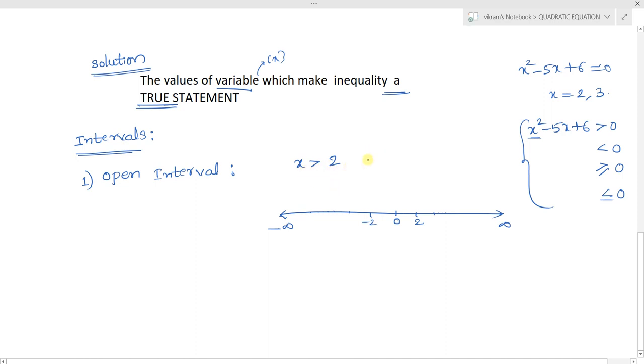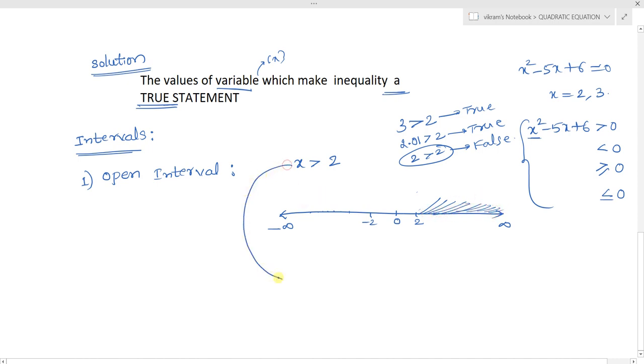When x is greater than 2: if x is equal to 2, it is not greater than 2. If x is equal to 3, this inequality is true. For example, if x is equal to 2.01, again this inequality is true. But if x is equal to 2, this inequality is false. What is the solution of variable x? The inequality solution has to be a true statement. True statement means it is just above 2, and it goes on to infinity.